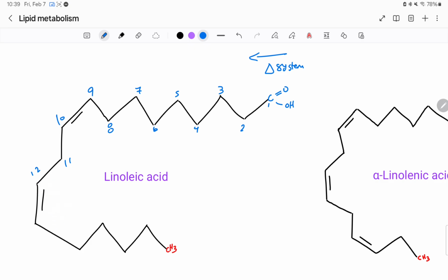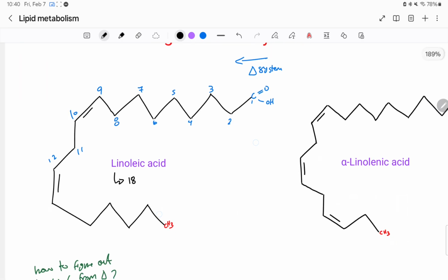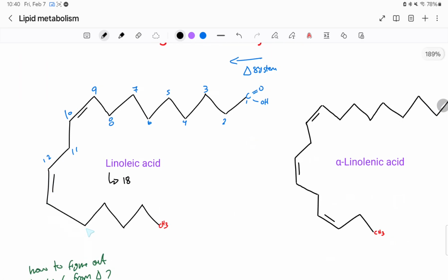So, what do you think it's going to be? Well, the first one was at 9th position. The second one was on the 12th position. So you know how we're going to name this? This is actually linoleic acid. And we're going to name it 18 carbons long, because if you count the whole thing, 13, 14, 15, 16, 17, 18 is 18 carbons long. There are 2 double bonds.